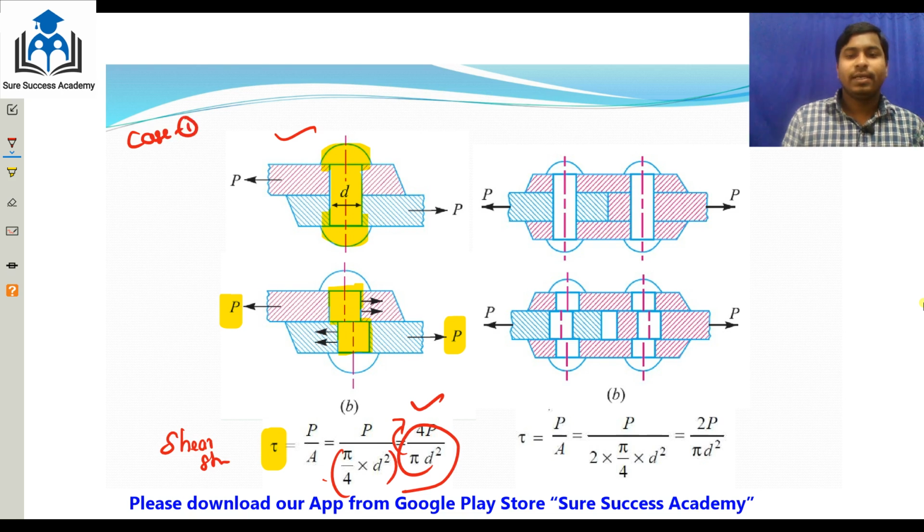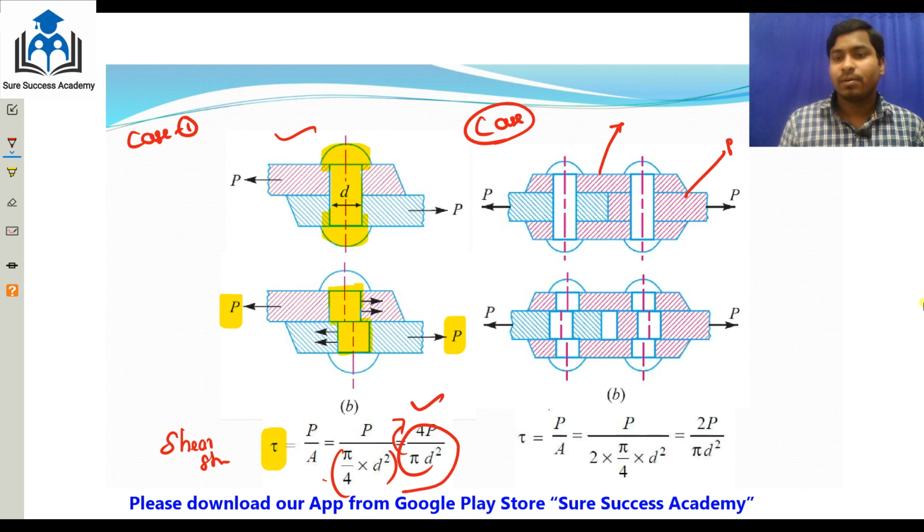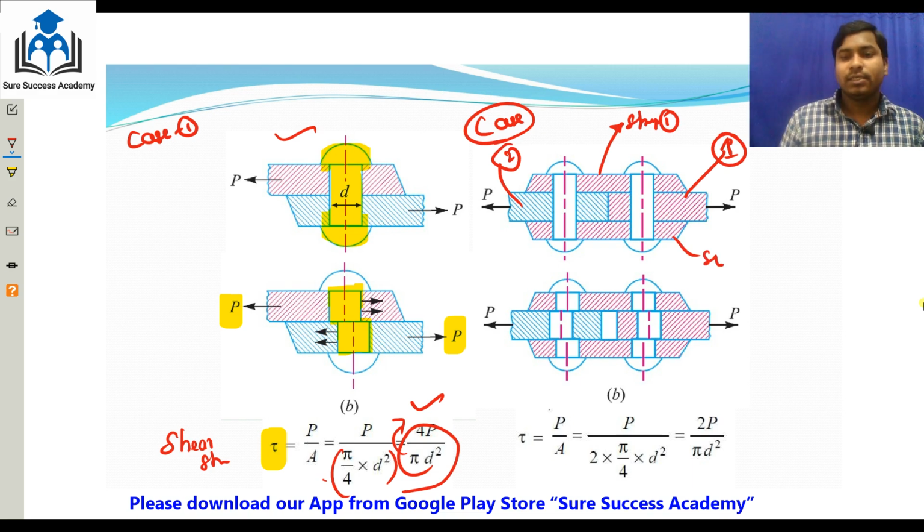Case 2 we will study here. What is happening here? This is one plate, plate 1. This is plate 2. These are two straps, the supporting strap, strap 1 and strap 2. All together, the rivet is assembling them. First the plates are there, then above this one strap, and below one strap also, connected here, and here we are applying the load P.